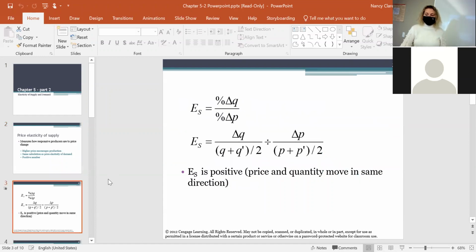So this is going to look familiar. It's the same equation, but instead of elasticity of demand, this says elasticity of supply, but it is exactly the same calculation in terms of plugging in your changes in quantities, your average quantities, change in price, average price, okay? Elasticity of supply is always positive because price and quantity move in the same direction.